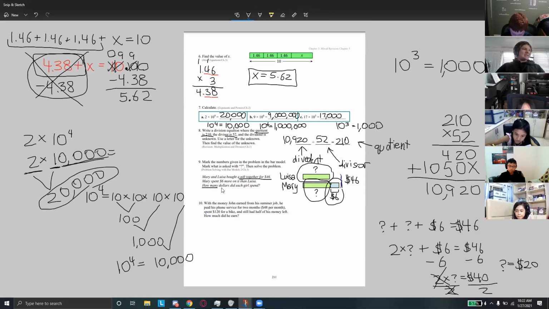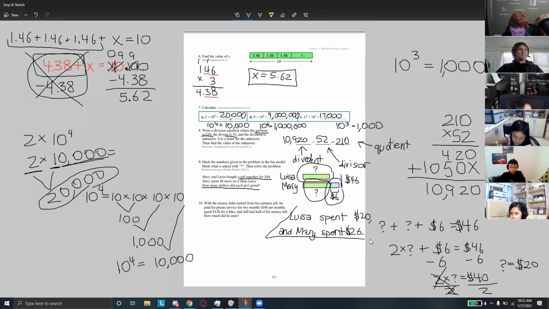So the last thing is, it says how many did each girl spend? This would be tricky. You need to make sure you write this part. Louisa spent, so she spent a total of 1 question mark. So how much did she spend? $20. Good. And then, right here, and Mary spent, she didn't just spend a question mark, she spent a question mark plus $6, so she spent $26. Great. And so that would be question number 9.